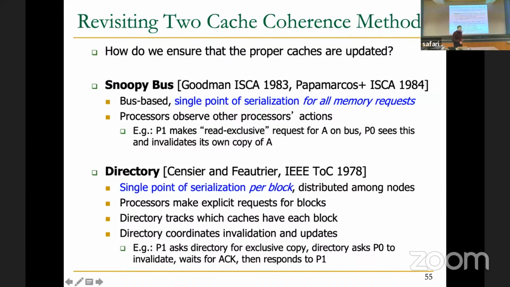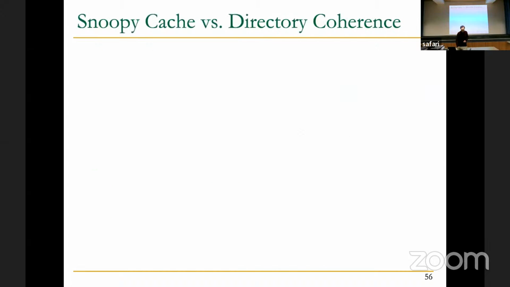So let's get started. So we're now going to discuss the differences between the two methods, and then we're going to talk about directory optimizations. So Snoopy Bus, we've covered examples of directory. As I said, these different protocols, MESI, MOESI, MSI, can be implemented on top of a bus-based single point of serialization for all memory request type of substrate, or directory, basically. These different protocols can be implemented on top of both methods, if you will. But what are the trade-offs?